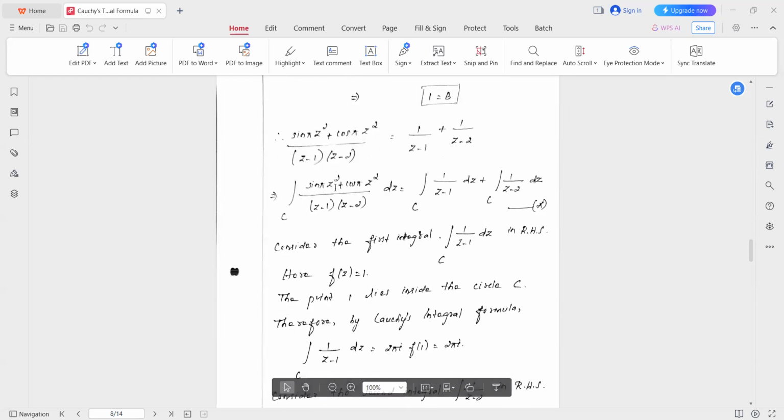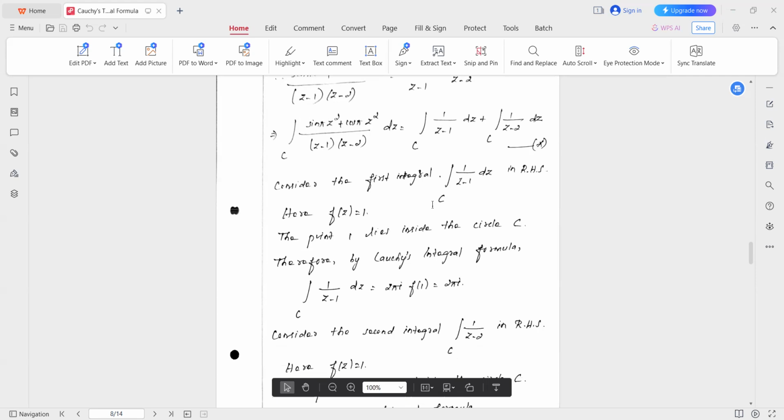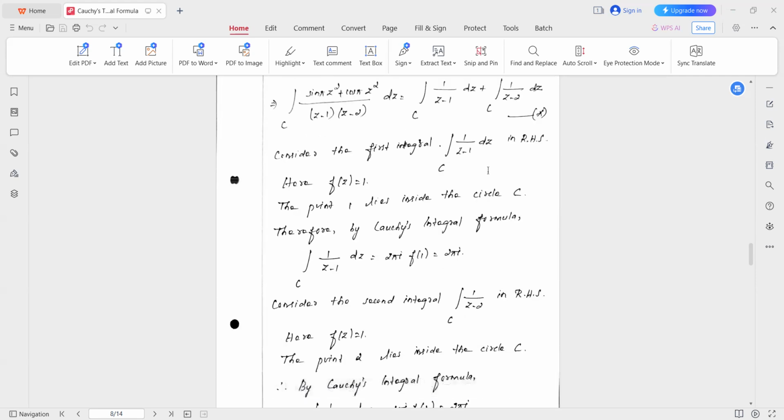Okay. So now we split the given integral into two integrals. Now we are going to find the values of the two integrals separately, and then we add the values. We will get the original value of the given integral. So now first we consider the first integral in the RHS. The first integral is what? 1 by z minus 1 dz.